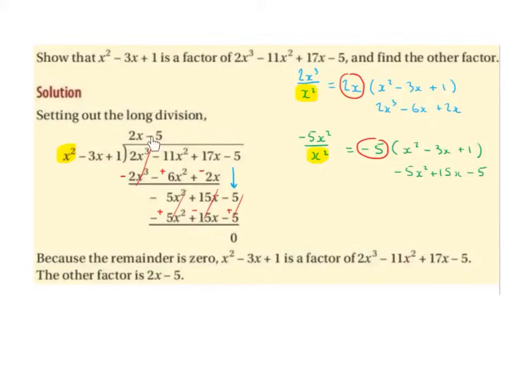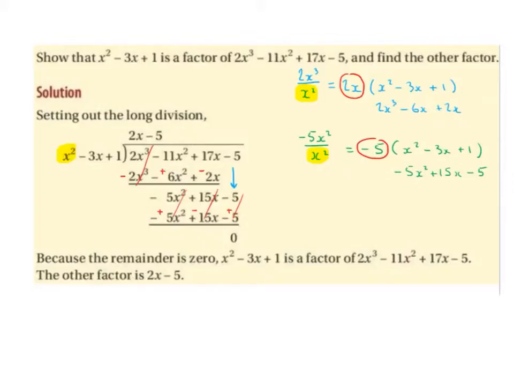2x cubed minus 2x cubed cancels. Minus 11x squared plus 6x squared gives us minus 5x squared. 17x minus 2x is 15x. And then we bring down the minus 5. Then we repeat the process again.